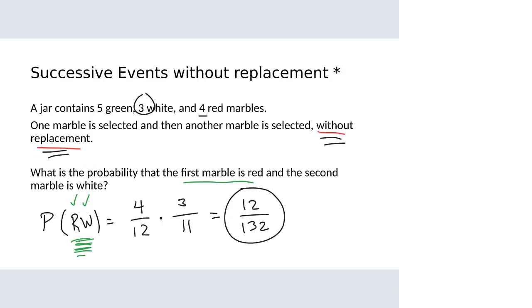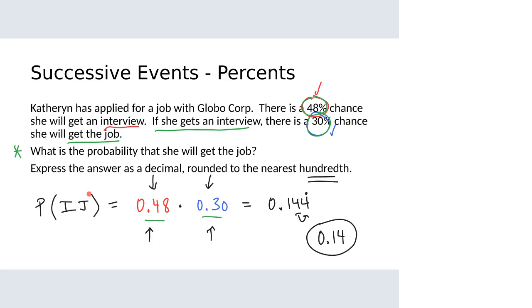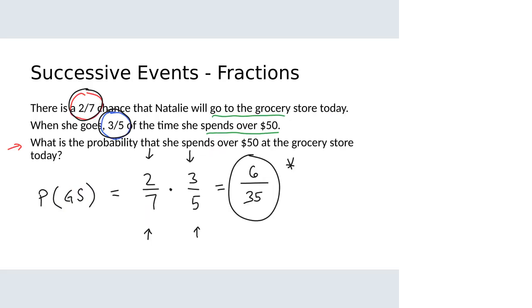That's the only possible success here. We had red followed by white again. Here we had get the interview, get the job. That's the probability we were looking for. And here we had go to the store, spend over 50. Single specific outcome. Sometimes we won't be after a single specific outcome. There might be more than one way to have a success.